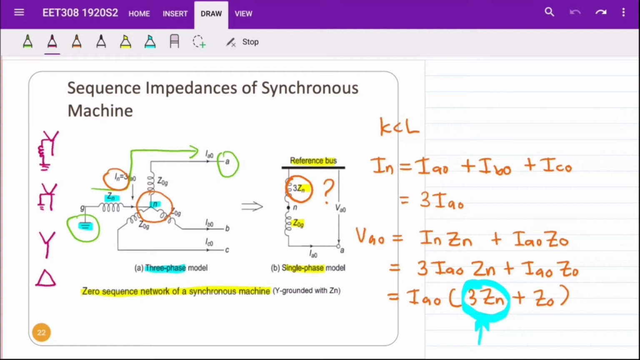Then we can redraw the circuit in figure B. So we have 3Zn that is connected to the reference bus or ground, and the N connected to the zero-sequence impedance Z0 and node A. So the current is IA0 and the voltage potential is VA0.